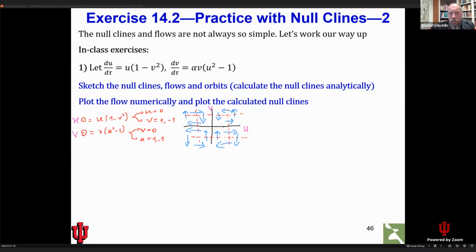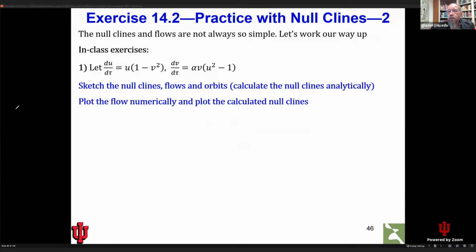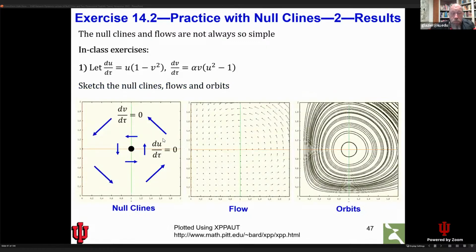So let's clear this for a second and let's see what we got. So this is the upper right quadrant. You'll notice the upper right quadrant looks very much like the Lotka-Volterra. But there's a significant difference. And the significant difference is in the stability, which we can see in a minute.